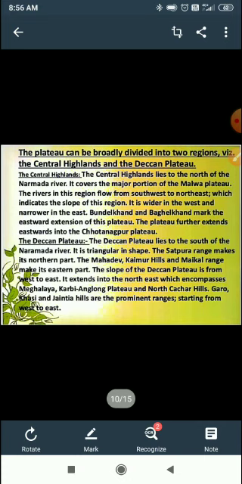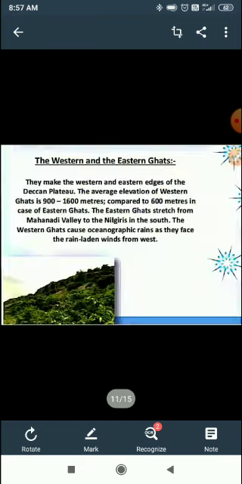So these are the parts which come under the Deccan Plateau, and whatever we have talked about above belonged to the central highlands of India. I hope you have understood. So these are the two broad divisions of the peninsular plateau of India.